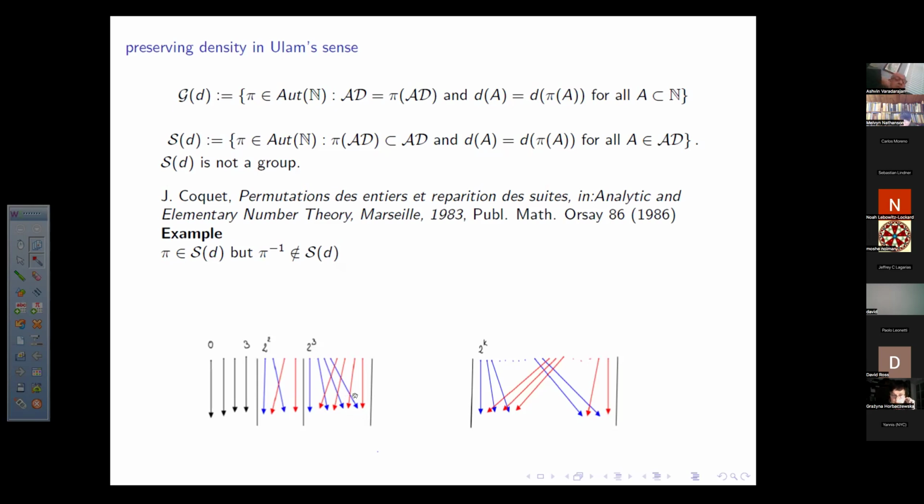So the set of even numbers, which had density a half, after coming back with this permutation to the previous situation, lost its density.